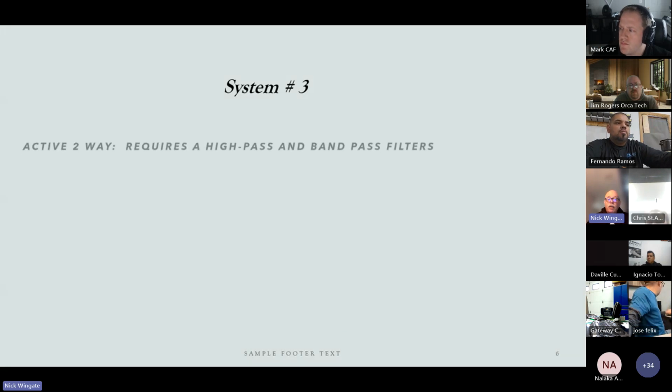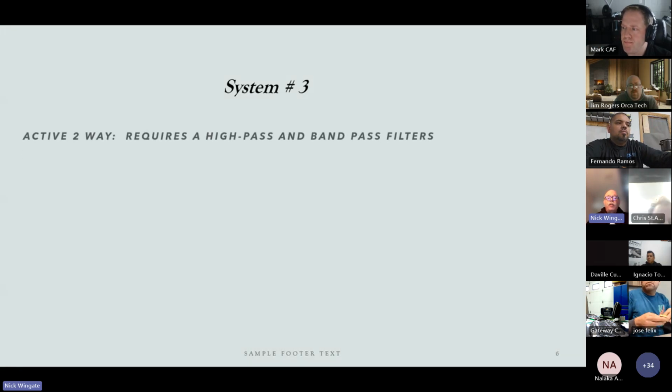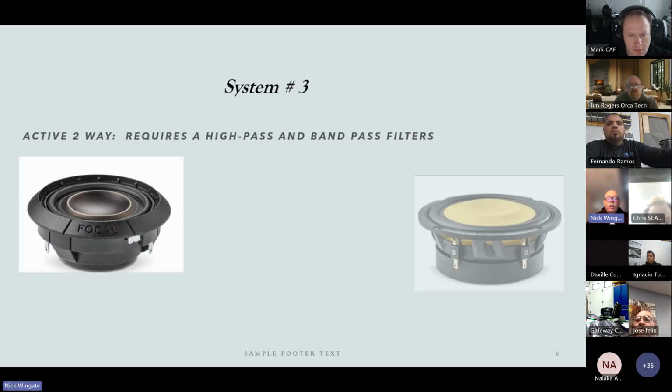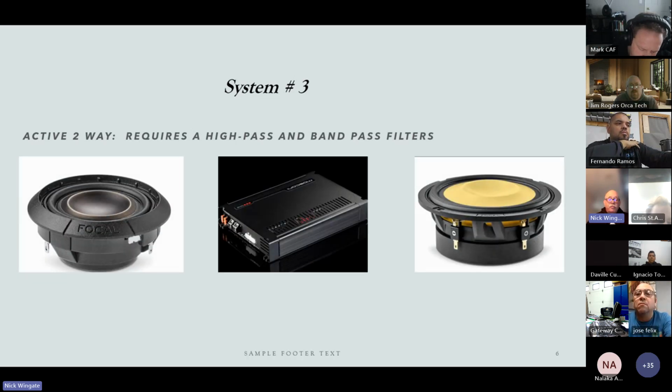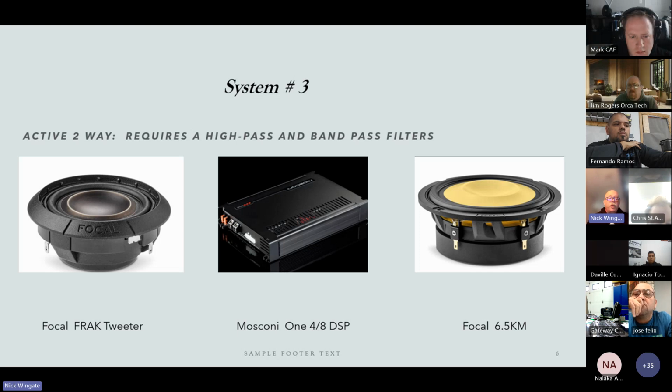System number 3 is going to be an active two-way, and this is going to require a high pass and a band pass as well. Obviously, we have a FRAC tweeter and a 6.5 km. And again, you would be using something along the lines of a Moscone 148 DSP. This gives us 4 channels of amplification and 4 channels of digital signal processing, and it allows us to put a high pass on the tweeters, and a band pass on the 6.5 km.